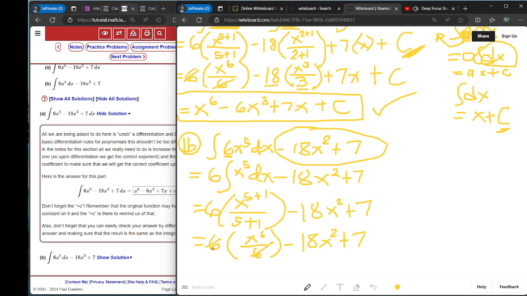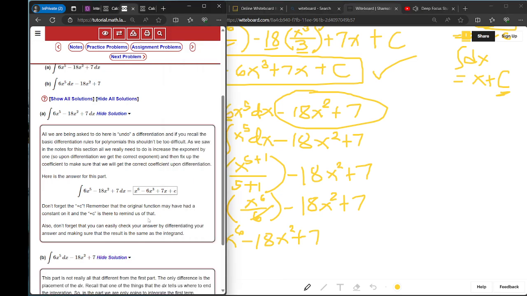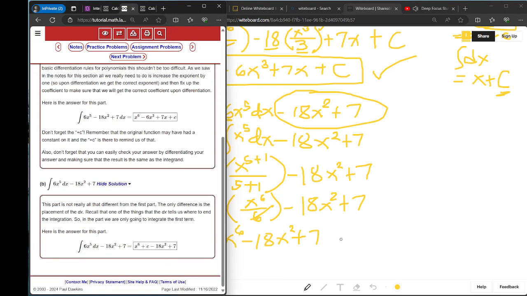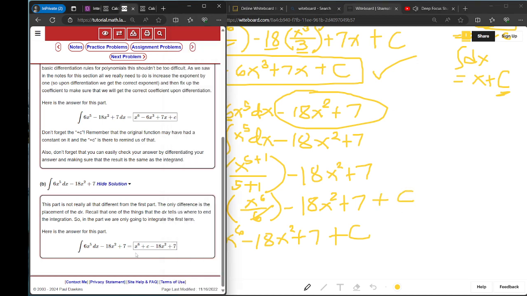Cancel that out. Then we'll have x to the 6th minus 18x squared plus 7. So that means the integral of this is x to the 6th, minus 18x squared plus 7. So let's check if the solution is correct. I forgot. So we should have plus c. Sorry about that. It's a requirement to have plus c. So we can write plus c here at the end. Okay, so that's x to the 6th plus c minus 18x squared plus 7.